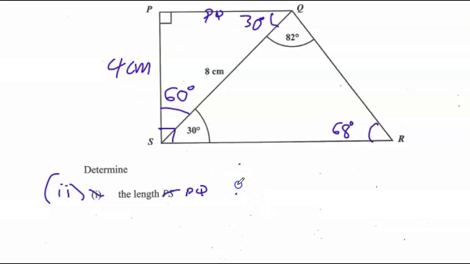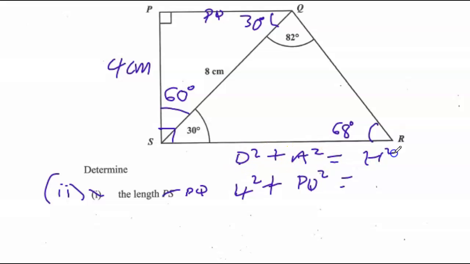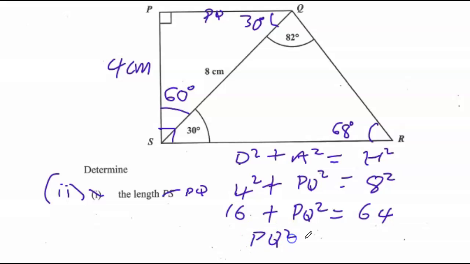So 4 squared plus PQ squared is equal to the hypotenuse squared. So opposite squared plus adjacent squared equal to hypotenuse squared. The hypotenuse is 8, so 8 squared. So 4 squared, that's 16, plus PQ squared is equal to 64. So subtract 16 from both sides. PQ squared is equal to 64 minus 16, which is 48.